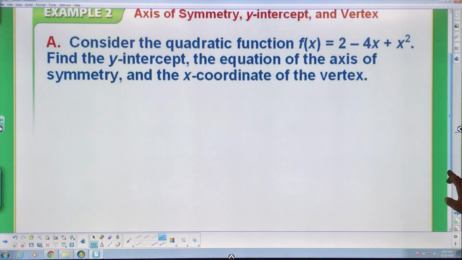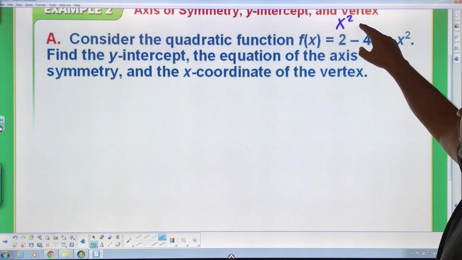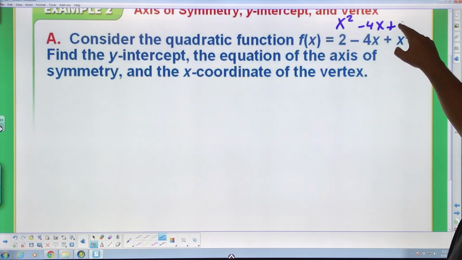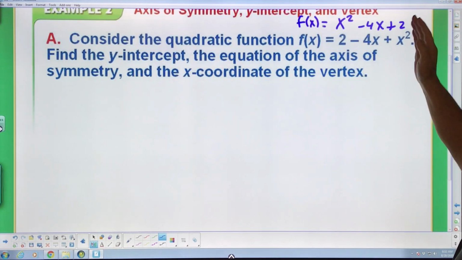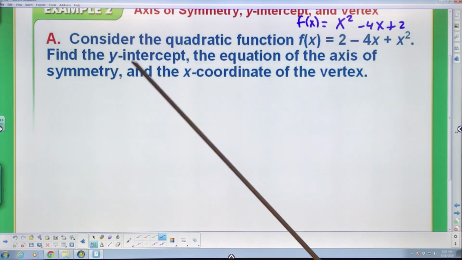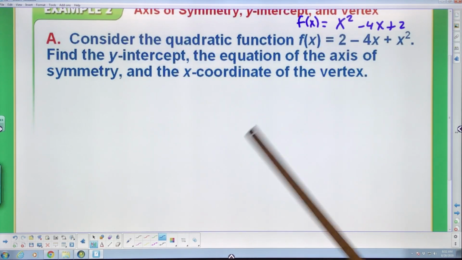So let's consider the quadratic function. By the way, this is not written in standard form. We would write it as x squared minus 4x plus 2, as far as the a, b, c, looking at it that way. So let's find the y-intercept, the equation of the axis of symmetry, and the x-coordinate of the vertex.